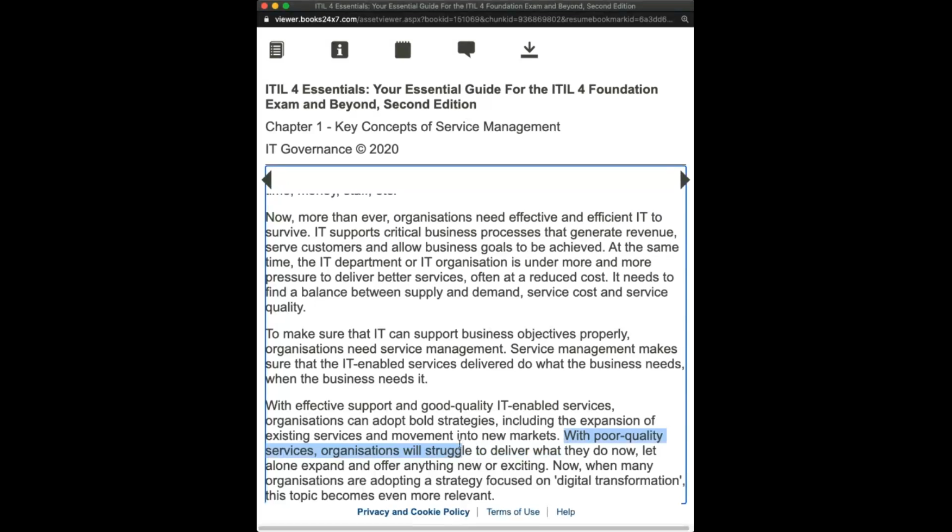With poor quality services, organizations will struggle to deliver what they do now, let alone expand and offer anything new or exciting. Now, when many organizations are adopting a strategy focused on digital transformation, this topic becomes even more relevant.